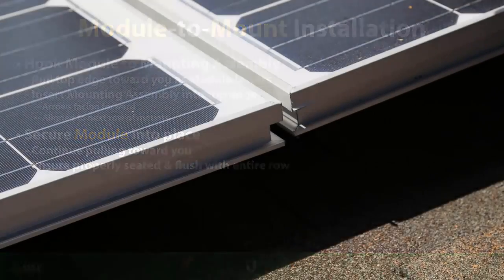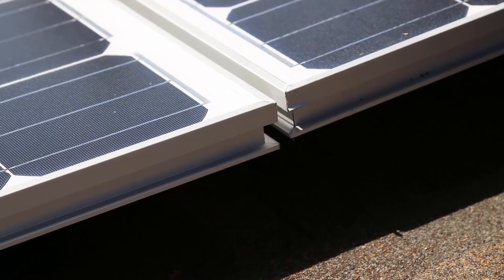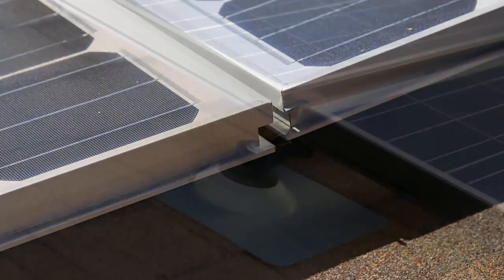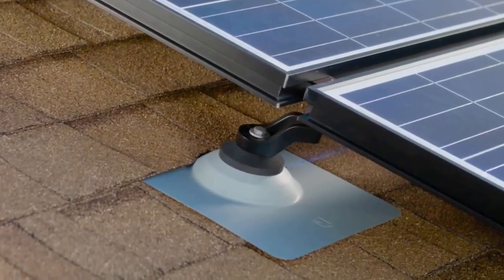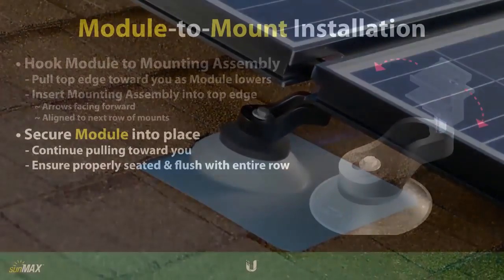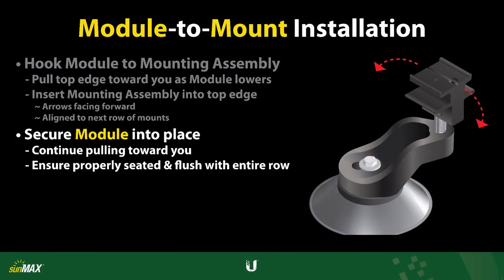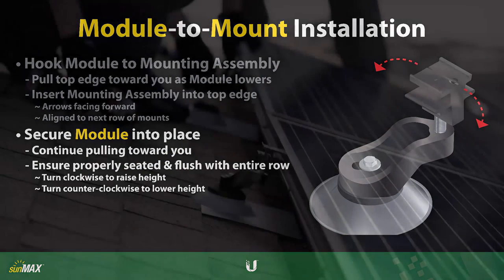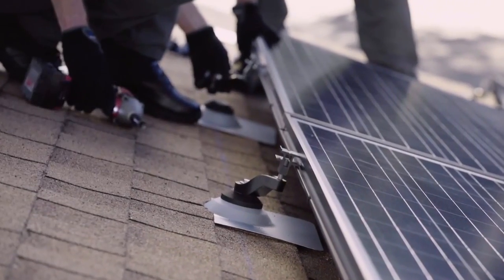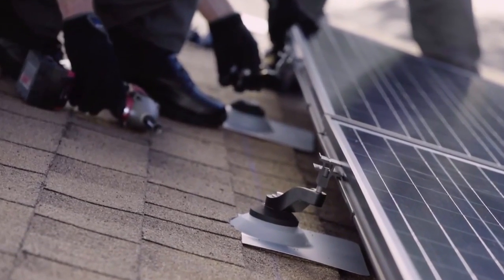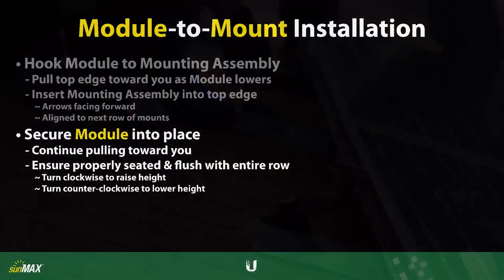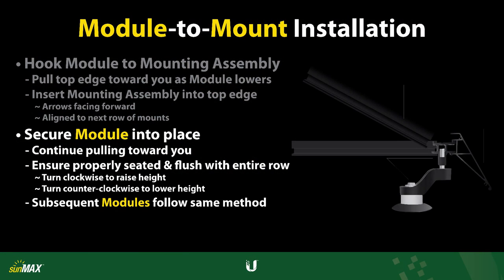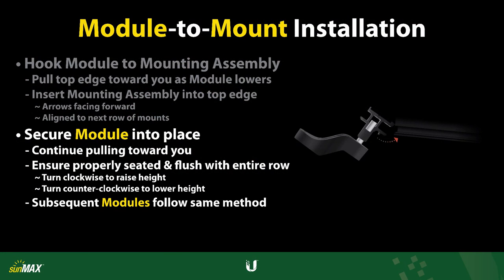If the AC module is not seated properly or sitting evenly with the mounting hardware in row 1, then make the necessary adjustments. If adjustments need to be made to one or both of the mounting assemblies, turn the mounting assembly base in either direction to adjust its height. Once the mounting assemblies are all at the same height, secure the AC module to the roof mounts. Subsequent AC modules can be installed in a similar manner as the first module.